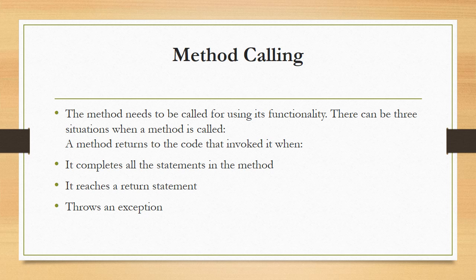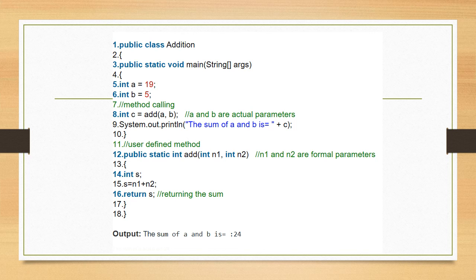Next comes method calling or invoking. After defining the method, how can we use it, or how do we call the method? The method needs to be called for using its functionality. There can be three situations: it completes all the statements in the method, or it reaches a return statement, or it throws an exception.